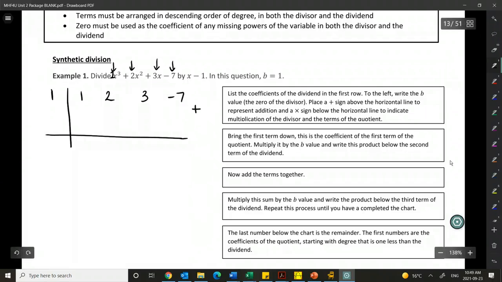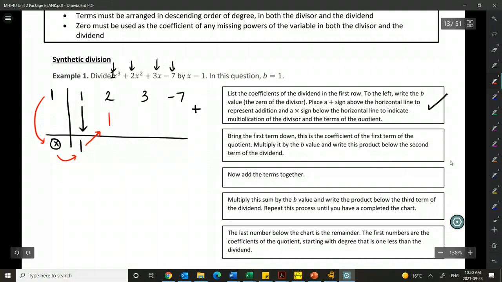In this row we add. To get what we put in these rows, we multiply. So I'm going to put a little multiply here. Okay, so that's the setup. First step is we bring the first term down. So I'm going to bring this first term down. It will be 1. Then after that, we multiply it by the b value and write this product in the next column. So I'm going to do 1 times 1, and I will write the answer up here.